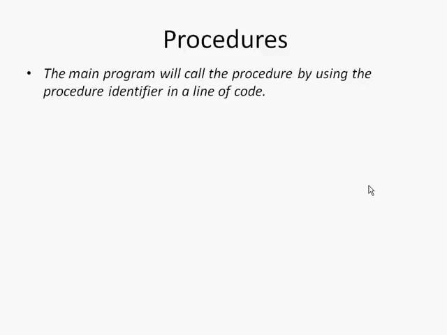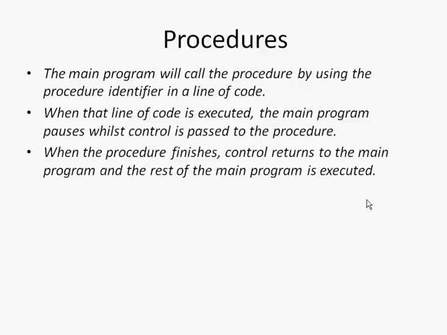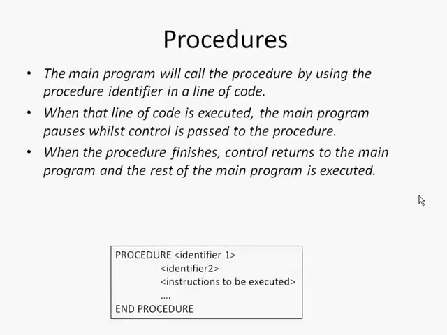So now we've seen a procedure working. Here is a definition. The main program will call a procedure by using the procedure identifier in a line of code. When that line of code is executed, the main program pauses whilst control is passed to the procedure. When the procedure finishes, control returns to the main program and the rest of the main program is executed.